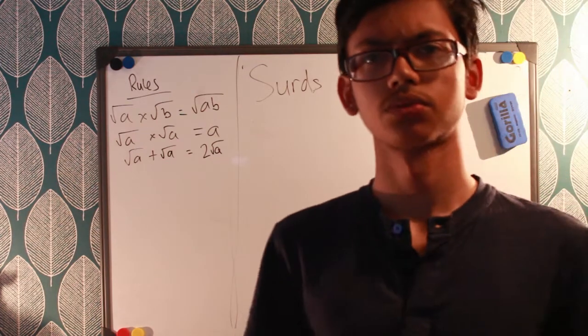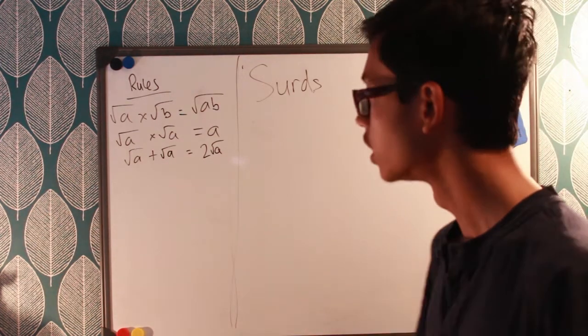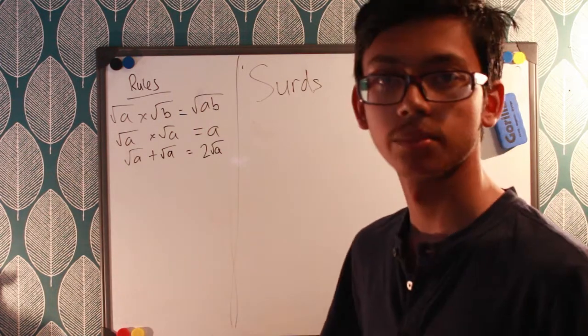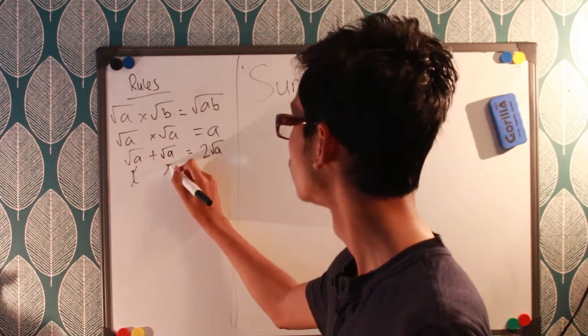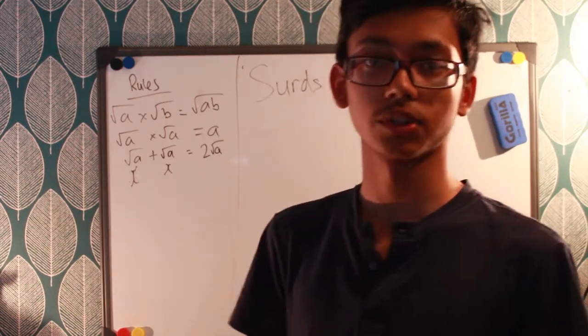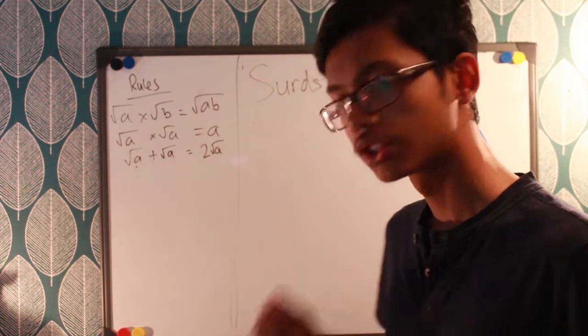Now one last rule to look at is root A plus root A is the same as saying 2 root A. Now we can look at these root A's and think of them as x's. So if we think of them as x's, it's the same as saying x plus x, which is the same as 2x in algebra. Now let's not waste time on rules, let's go straight into the questions.